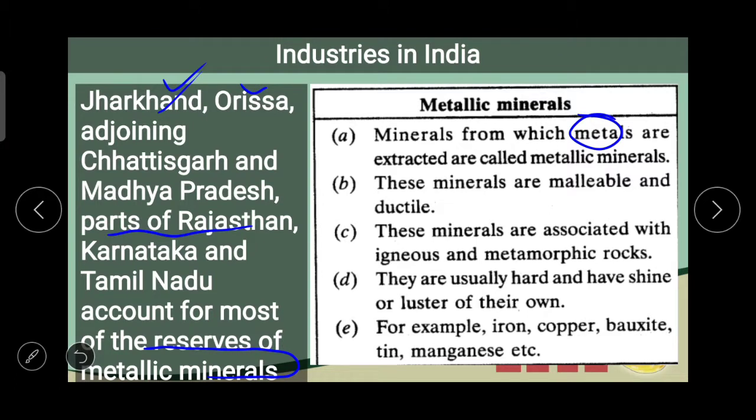These minerals are malleable and ductile. These minerals are associated with igneous and metamorphic rocks. Again the same thing, you people learnt about the rocks and types of rocks. They are usually hard and have shine or luster of their own. For example, iron, copper, bauxite, tin and manganese.